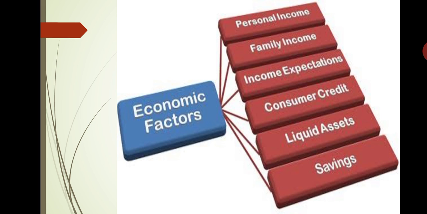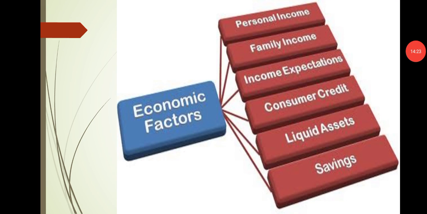First one, personal income. What is personal income? The personal income of a person is an important determinant of his buying behavior. Without income, a consumer cannot buy goods, right? The gross personal income of a person consists of disposable income and discretionary income. An increase in the disposable income leads to an increase in the expenditure on various items. A fall in the disposable income, on the other hand, leads to a fall in the expenditure on various items.